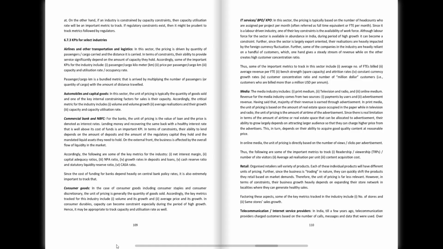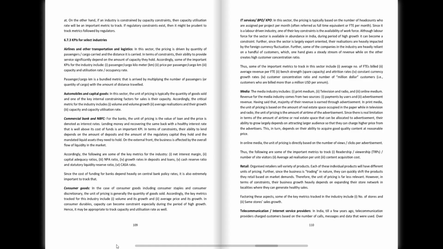Automobiles and capital goods. In this sector, the unit of pricing is typically the quantity of goods sold, and one of the key internal constraining factors for sales is their capacity. Accordingly, the critical metrics for the industry include: 1. Volume and volume growth, 2. Average realizations and their growth, 3. Capacity and capacity utilization rate.